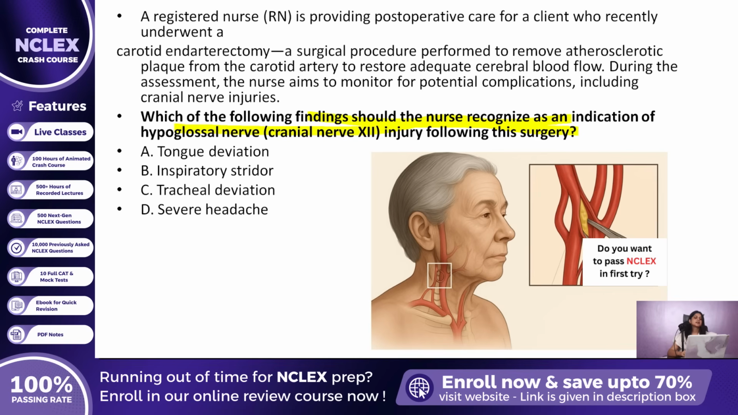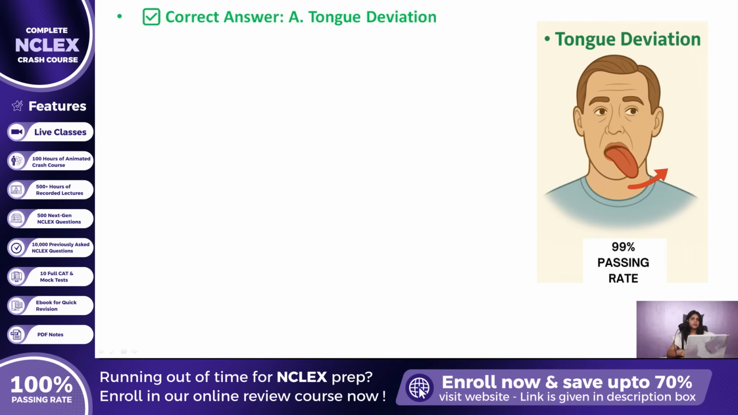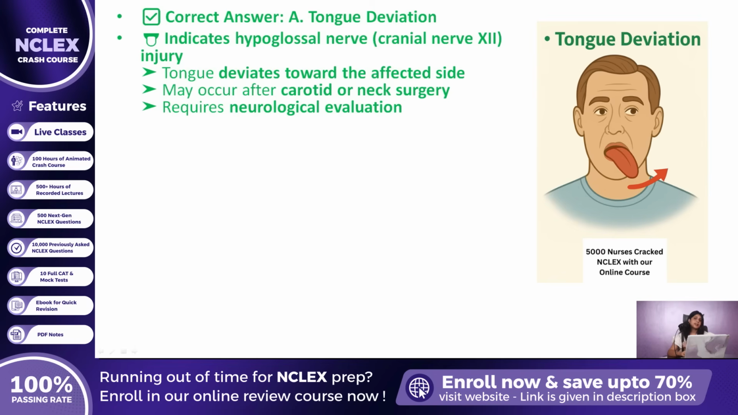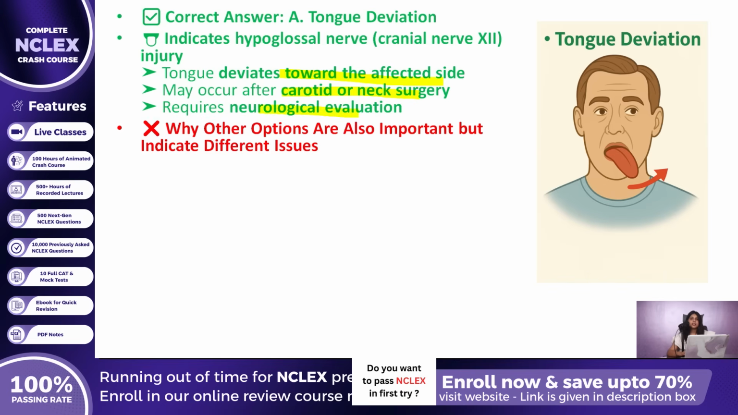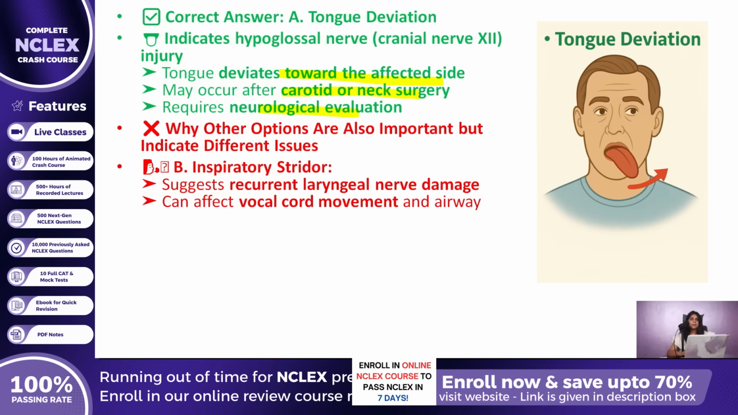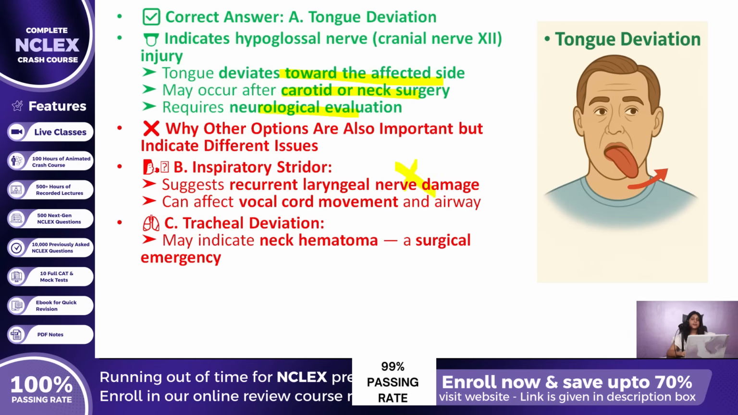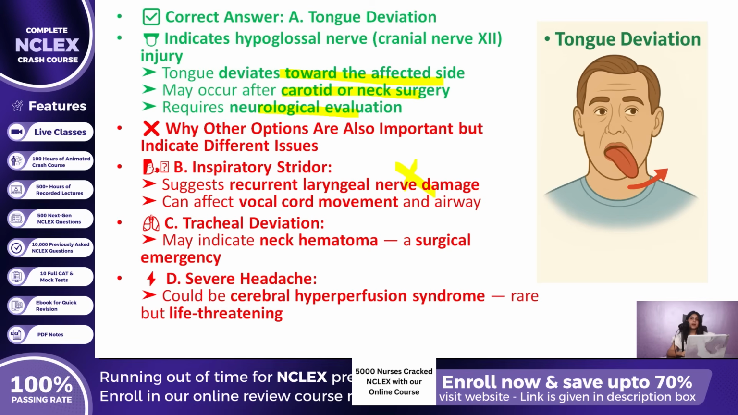The correct answer is option A, tongue deviation, as it indicates hypoglossal nerve injury, which causes the tongue to deviate toward the affected side. Option B, inspiratory stridor, points to recurrent laryngeal nerve damage affecting the vocal cords. Option C, tracheal deviation, suggests a possible neck hematoma compressing the airway, a surgical emergency. Option D, severe headache, may indicate cerebral hyperperfusion syndrome, a rare but serious post-operative complication.